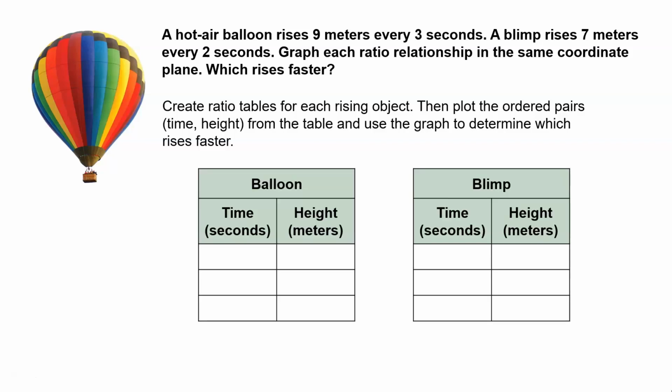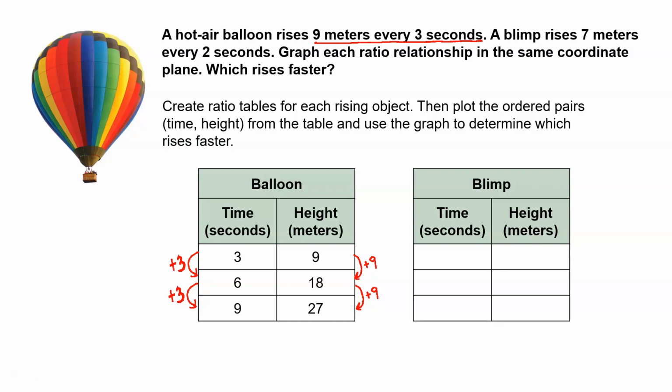Start by creating a ratio table for the balloon. Balloon rises 9 meters every 3 seconds. So the ratio of time to height is 3 to 9. Add the quantities from the original ratio to produce an equivalent ratio, 6 to 18. Do this again to get an equivalent ratio of 9 to 27.